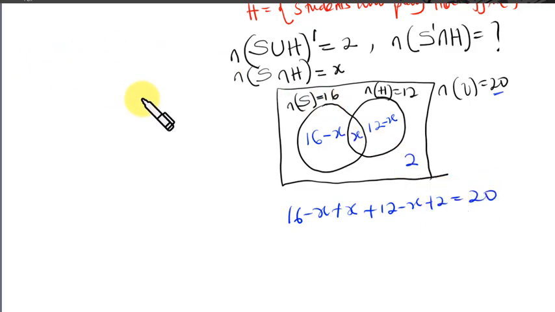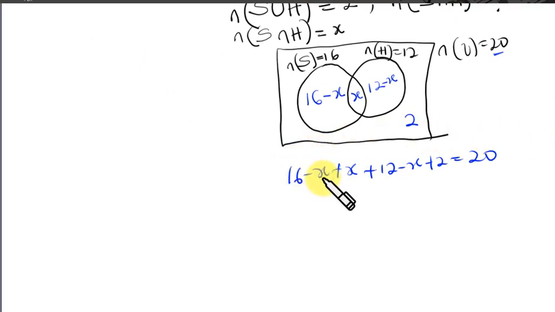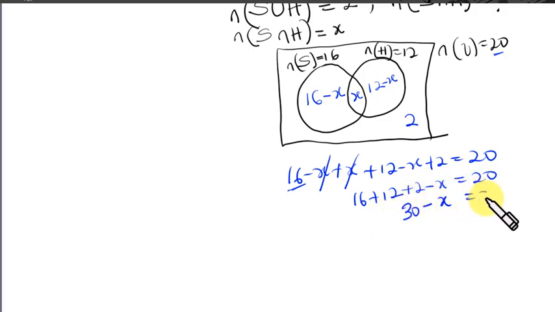So this has now boiled down to a simple linear equation that I'm going to simplify. If I have negative x and positive x here, then the negative x can cancel the positive x. So let me look at this. Let me group the like terms: 16 plus 12, then I'll bring the 2, then I'll put the minus x here, equals 20. So let me do some addition here. 28 plus 2, I'm getting 30. So I have 30 minus x equals 20.